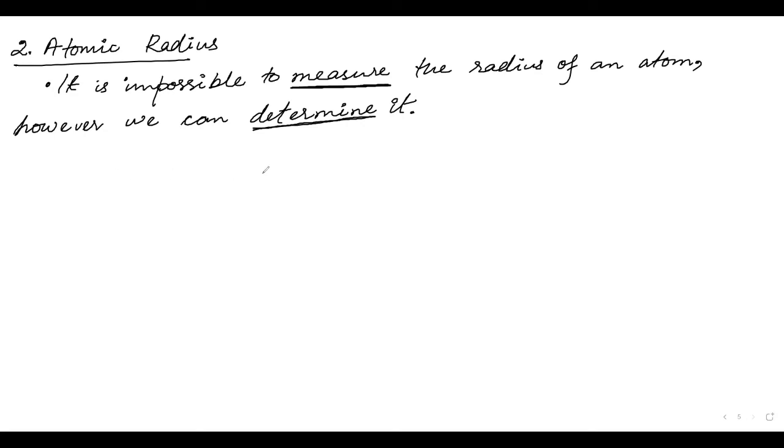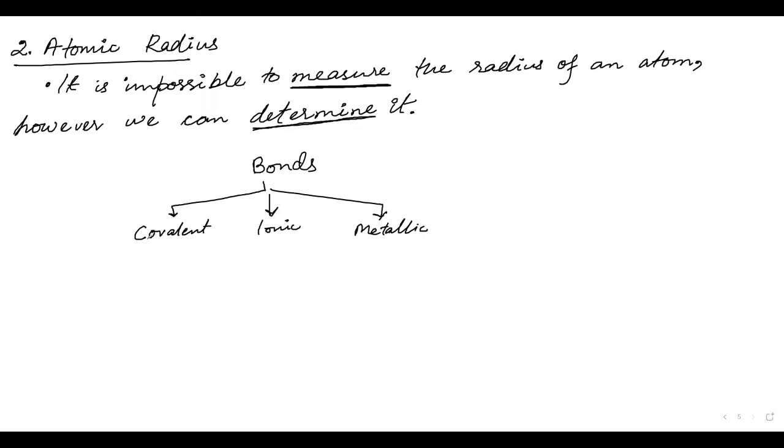First of all, we have bonds. You can have covalent bonds, ionic bonds, and metallic bonds. For ionic radius, we will study this separately. But atomic radius generally is for covalent and metallic bonds.